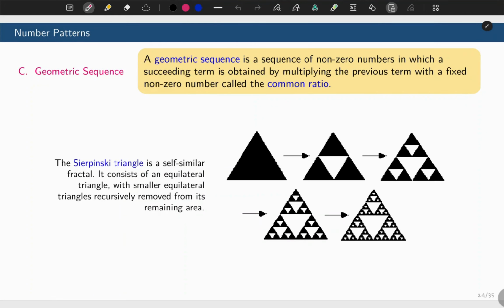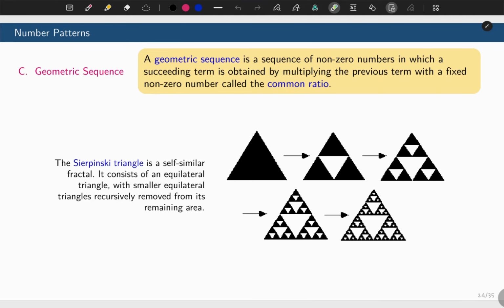This is part 3 of the number patterns. Let's have the geometric sequence. A geometric sequence is a sequence of non-zero numbers in which a succeeding term is obtained by multiplying the previous term with a fixed non-zero number called the common ratio.